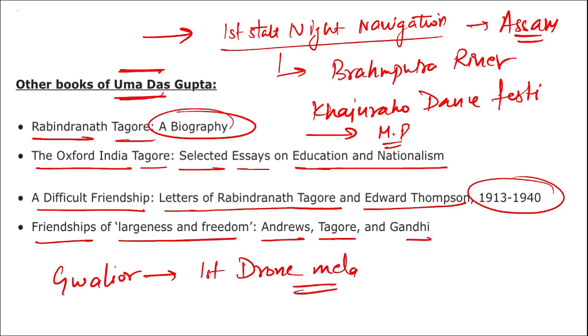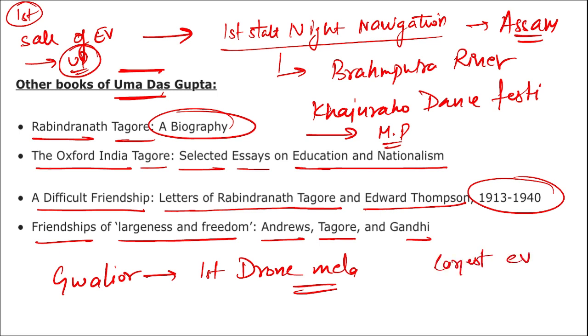Then apart from this, the first state that topped in the largest sales of electric vehicles was which state? UP, that is your Uttar Pradesh. Then which state will be building the largest electric vehicle charging station? It will be built in Gurugram, Haryana.